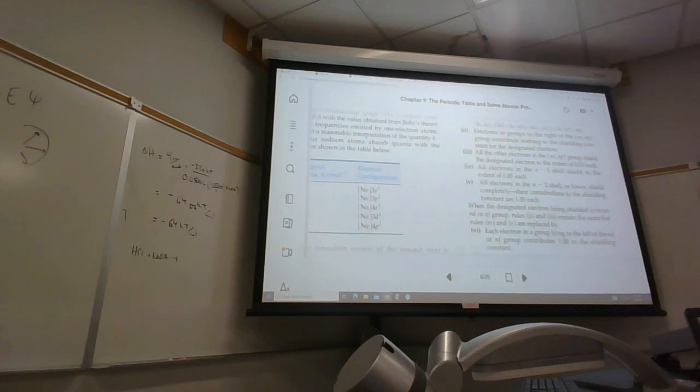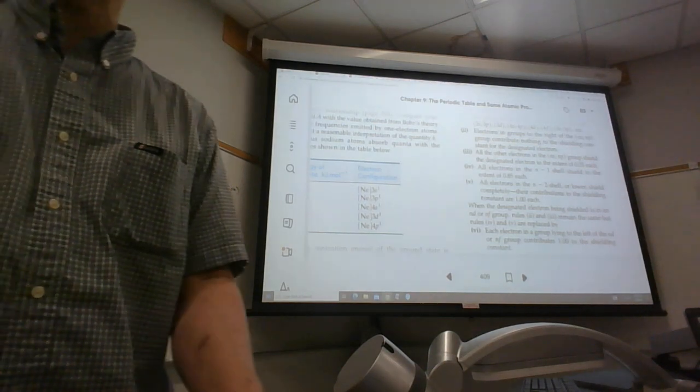For sodium, one shell in would be the two, so those would shield 85%, and then two shells in would be two electrons, and those shield 100%. So it would be 11 minus 2 minus 85% of 8, and then 35%. Well, there are no other electrons here, so we don't have to worry about that. That kind of thing is what you do.